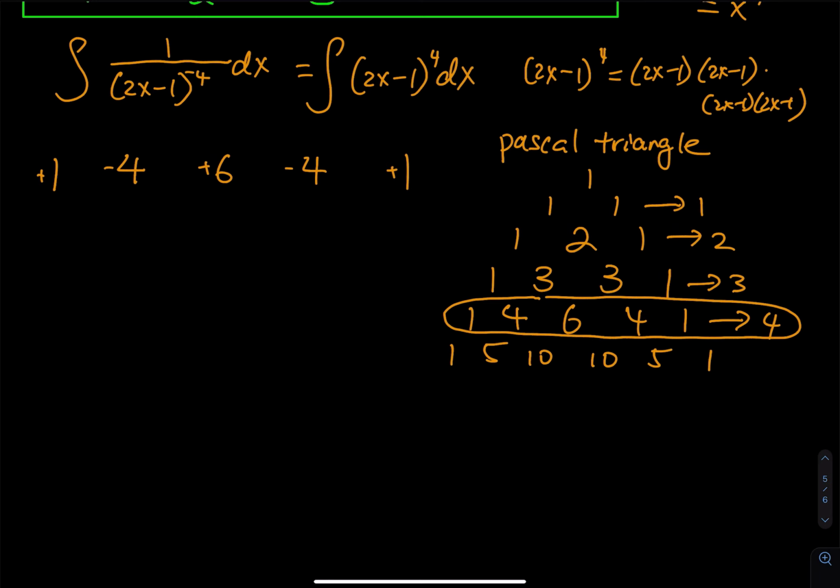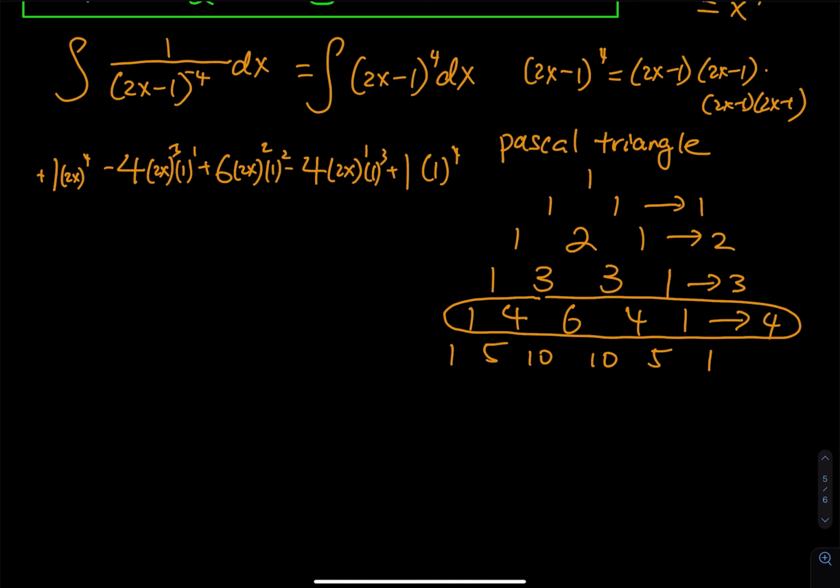The first term is 2x. So here is how we use that. We write 2x to the 4th, then 2x to the 3rd, 2x to the 2nd, 2x to the 1st, and then 2x to the 0, which is 1. And then for the negative 1, since we do the plus and minus alternation, we don't need to worry about the sign. We do 1 to the 4th, 1 to the 3rd, 1 squared, 1 to the 1st, and 1 to the 0.